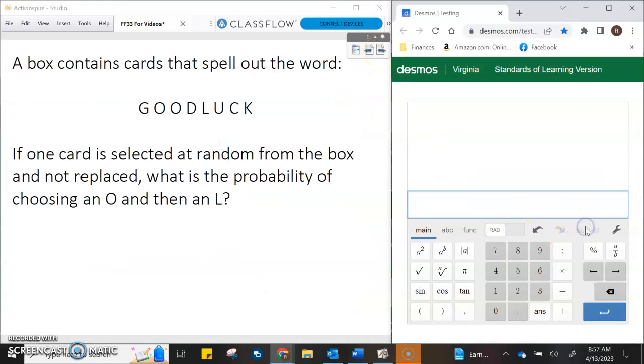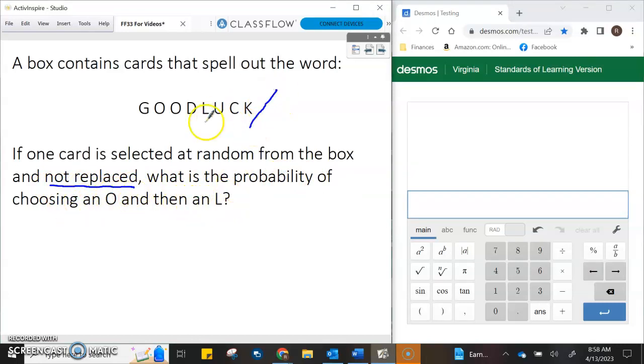This one says we have a box of cards that contain, they actually spell out the word good luck. That's pretty cool. So we have a G, an O, a D, an L, a U, a C, and a K. If one card is selected at random from the box and not replaced, that means we're using dependent probability over here, not replaced. Okay. What is the probability of choosing an O and an L?